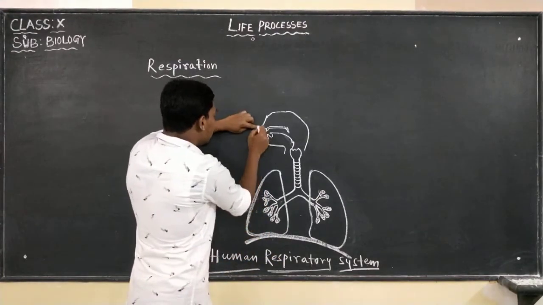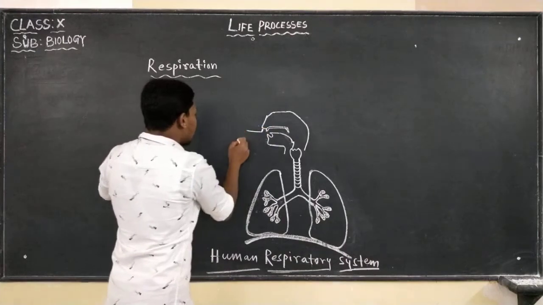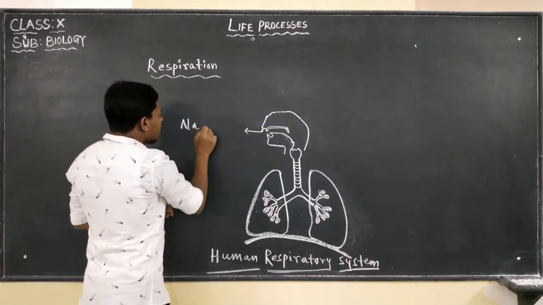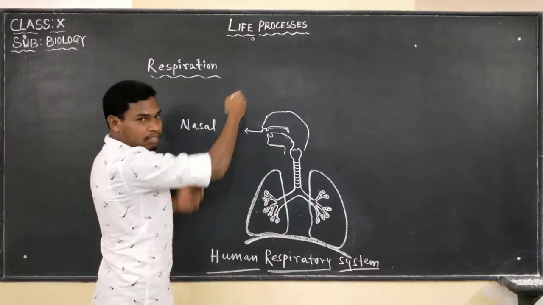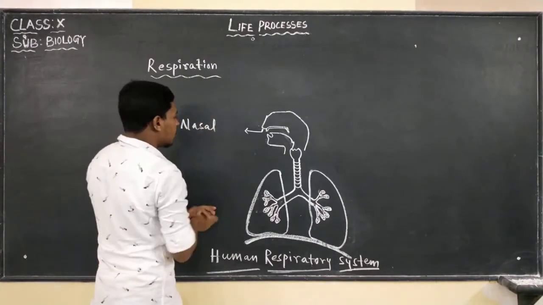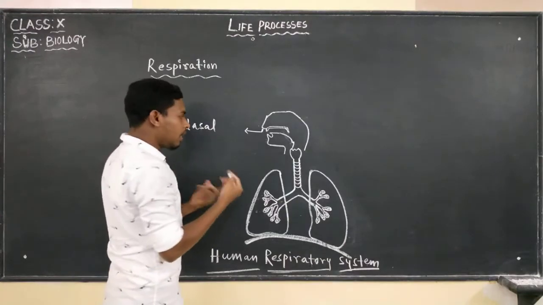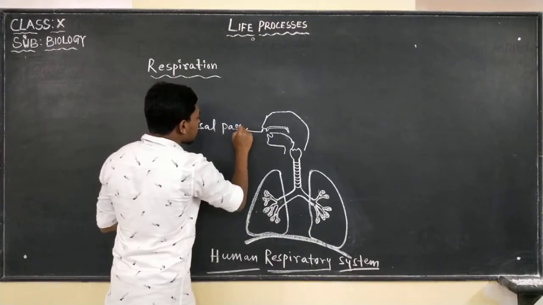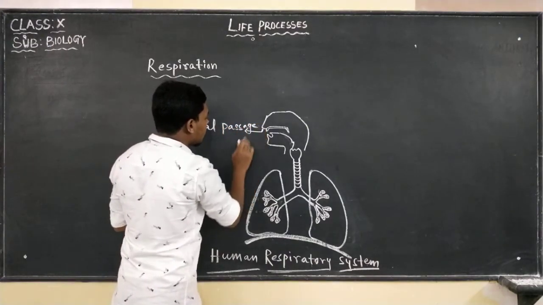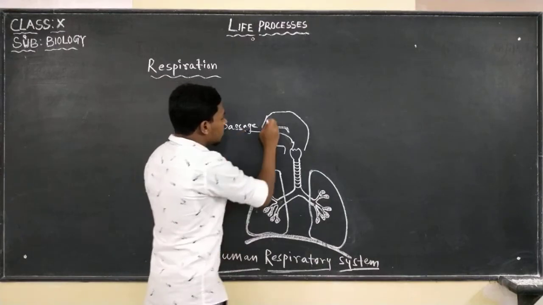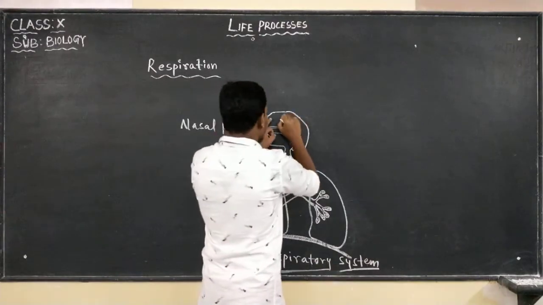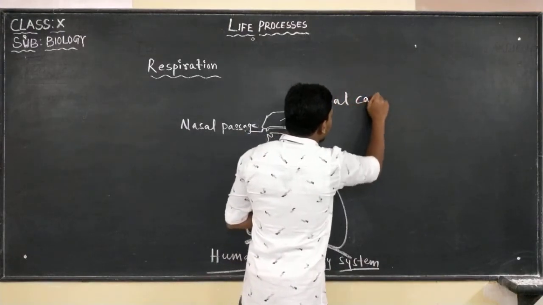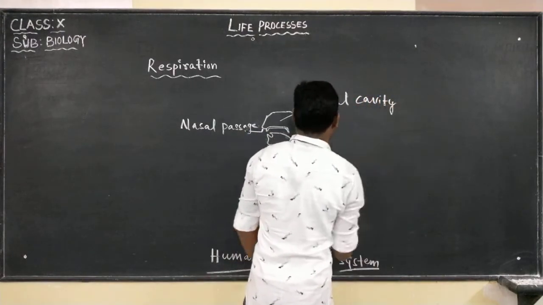So this will be our what? This is nasal chamber. Okay, this is nasal chamber, and I have explained to you during the starting classes of this life process, when we were dealing with nutrition. So this will be nasal passage. Okay, nasal passage, and this will be the nasal cavity. Okay, nasal cavity.